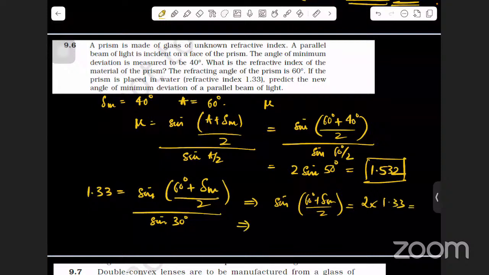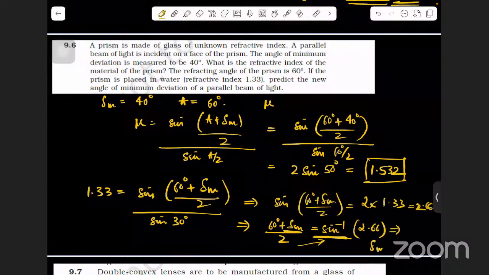So it's 2.66. So (60 plus Dm) by 2 is sine inverse of 2.66. All right. So from here, you can easily calculate this angular minimum deviation, right? From calculator, you can find this value, multiply by 2 and subtract 60 degrees from it. And the value comes out to be, the angular minimum deviation comes out to be 10.32 degrees. All right. So it's a calculation based question. Otherwise, the concept is pretty simple. The formula is pretty simple.